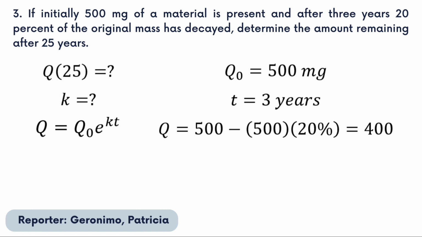And the quantity is 500 minus 500 multiplied by 20% is equal to 400. The 500 is our initial quantity and the 20% is the decayed quantity after 3 years. So the 20% of 500 is equal to 100. So 500 minus 100 is equal to 400. So our quantity is equal to 400. So let's insert the given in the equation. We will have 400 is equal to 500 multiplied by e raised to k times 3.